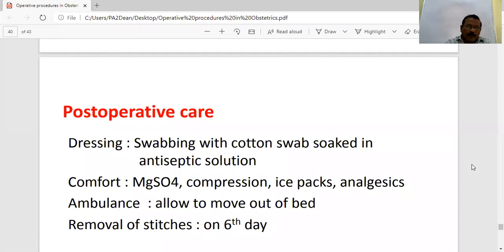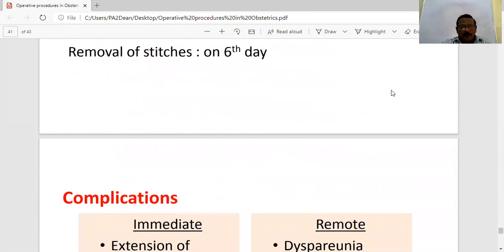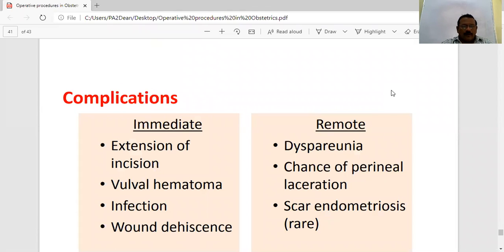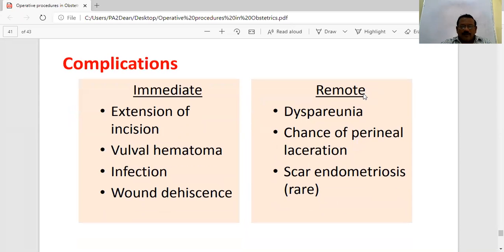The post-operative care in episiotomies: swabbing with cotton swabs soaked in antiseptic solution, comfort measures such as compression and ice packs, or analgesics. The patient is allowed to move out of bed. Removal of stitches on the 6th day. If you put non-absorbable sutures like silk, nylon or prolene, you have to remove them. Immediate complications are extension of the incision, vulval hematoma, infection and wound gaping. The remote complications are dyspareunia, chance of perineal laceration, and scar endometriosis.